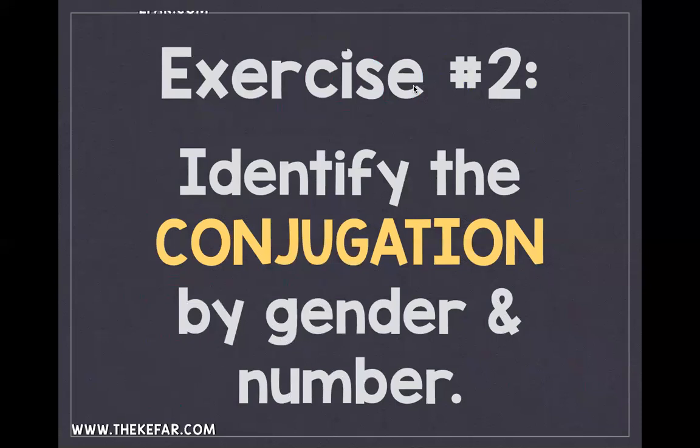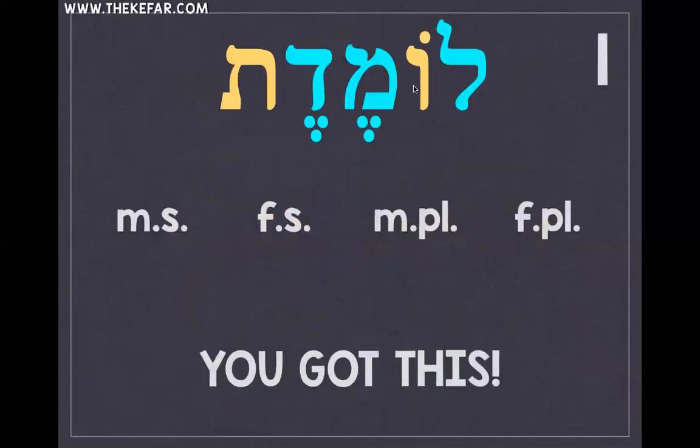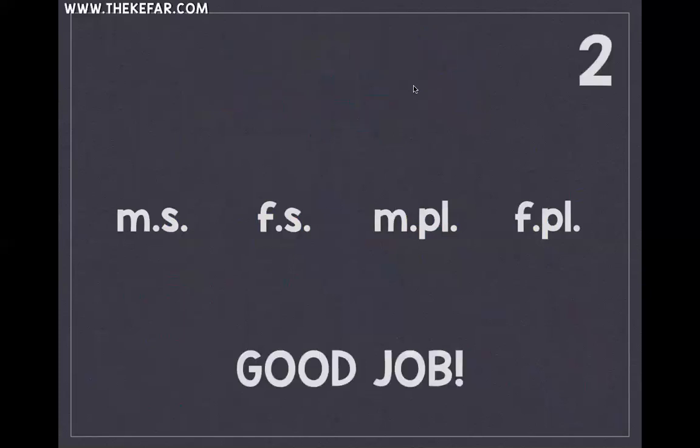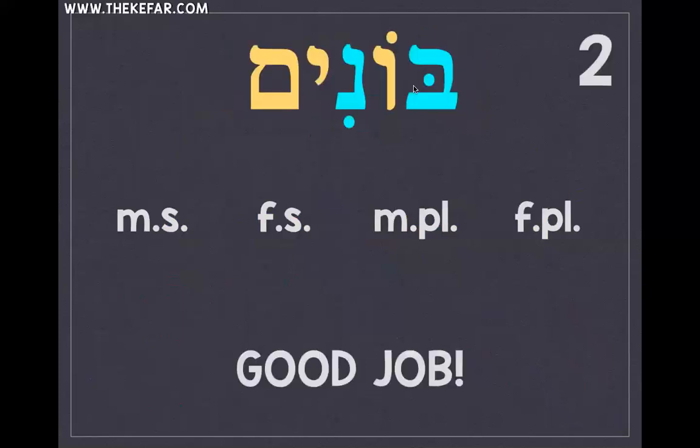All right, so your first verb is lomedet. And et is our feminine singular sound pattern, okay? Lomedet. Number 2 is bonim.